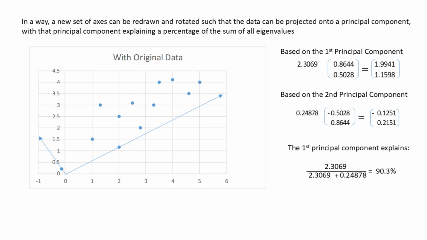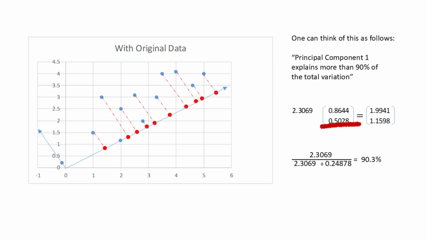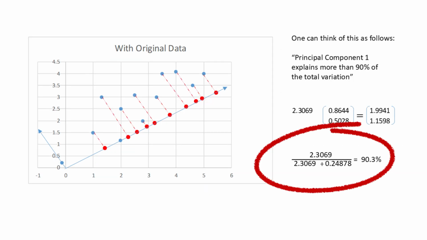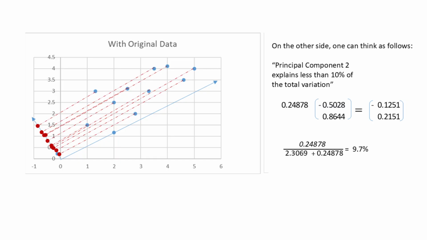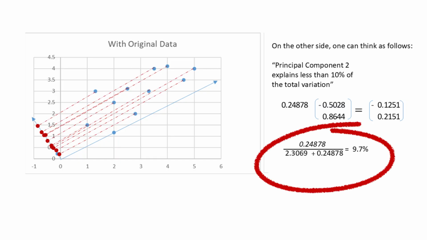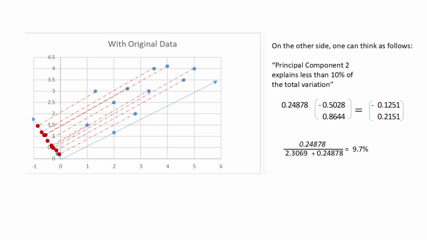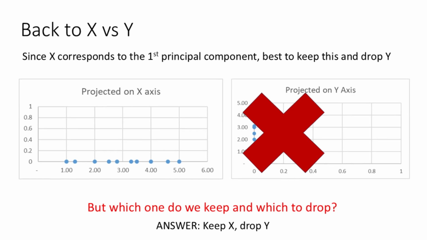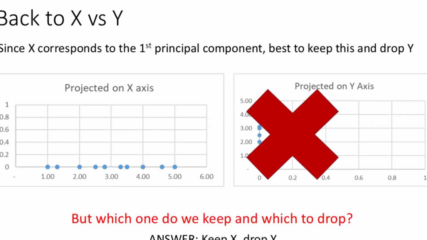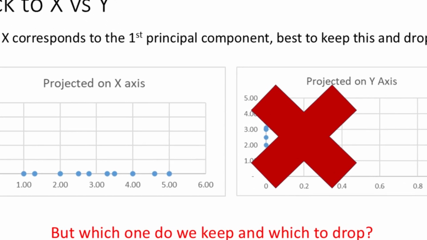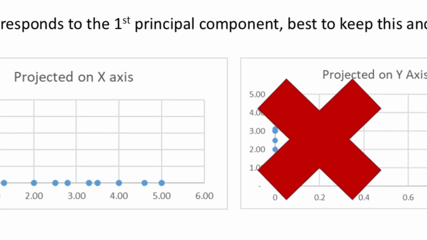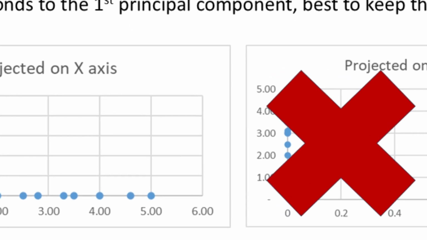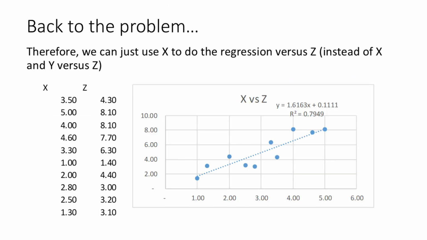Here, for example, the first principal component explains 90.3% of the total variations, while the second principal component explains just 9.3% of the total variations. This suggests that if we need to drop a variable, we may want to keep x and drop y so that our model can still explain more than 90% of the variations. And that's it, problem solved. Keep x, drop y.